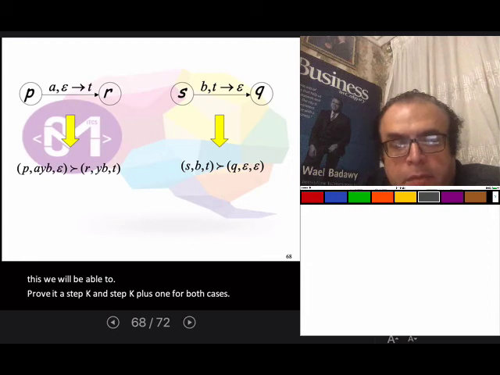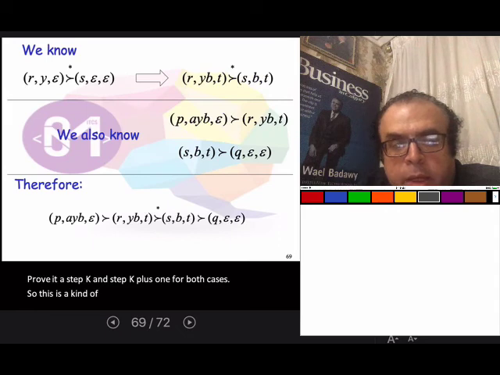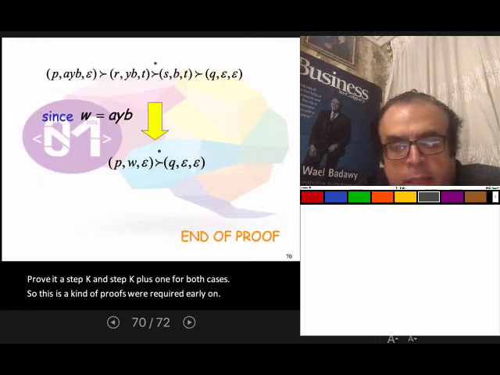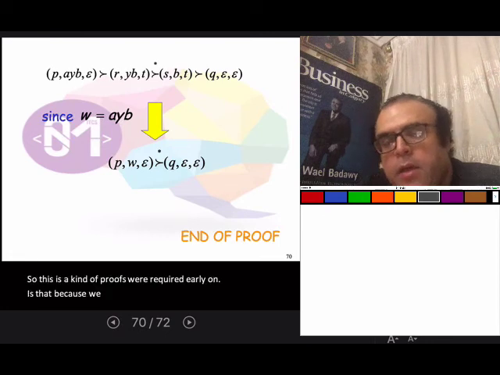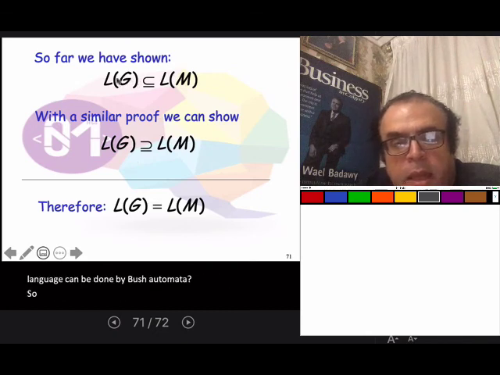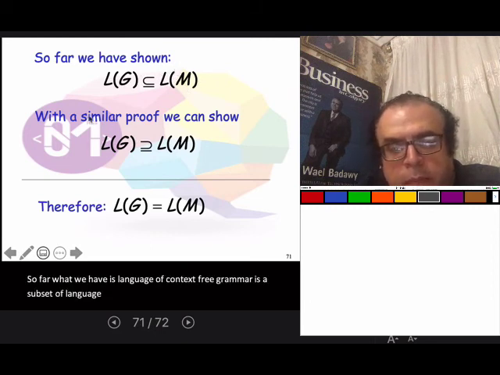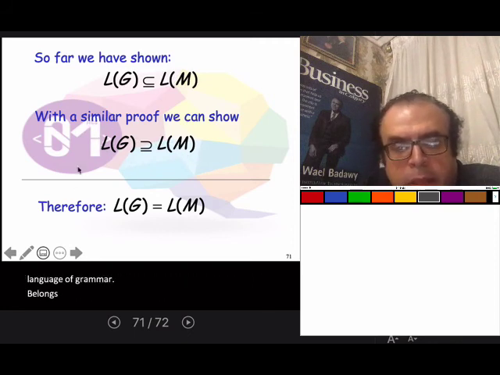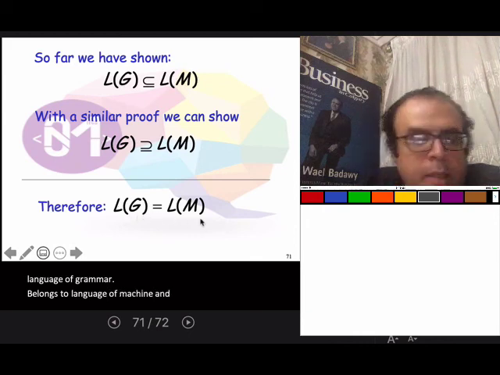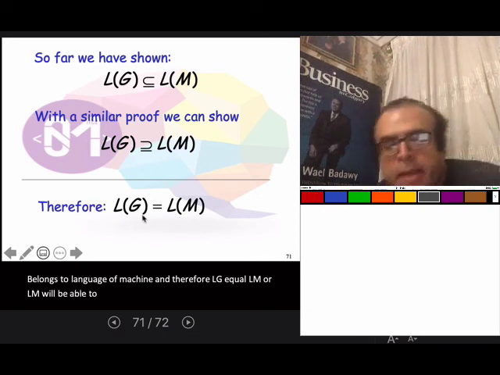So this is a kind of proof that was required early on, because we want to prove that any context-free language can be recognized by push-down automata. So far what we have is that the language of the context-free grammar is a subset of the language of the machine, the push-down automata. Language of grammar belongs to language of machine, and therefore L(G) equals L(M), or M will be able to recognize L(G). As I said, this is a historical proof.